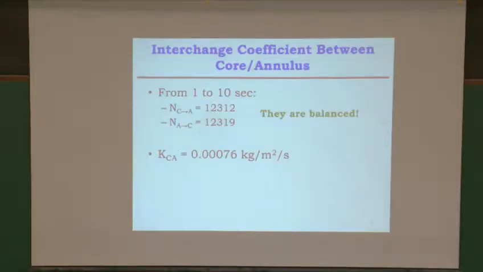Now we're also able to compute the interchange coefficient. We know that the number of particles that go from the core to the annulus and from the annulus to the core should be balanced, obviously, because it's a non-reactive tracer. When we do that, we're only off by about 7 particles out of 12,000. So it shows that the simulation is accurate and we're able to balance it. That then allows us to compute a particle exchange coefficient, which we can derive from those types of simulations.